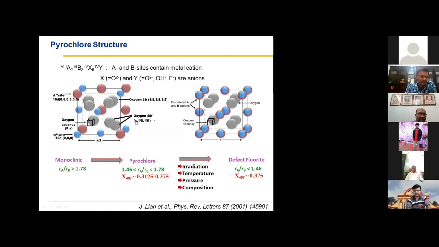is also varying. So the stability of this pyrochlore structure will critically depend upon the ionic radii ratio of Ra and Rb, and it should be between 1.46 and 1.78. And this x parameter, that is 48f, should be between 0.3125 and 0.375. And this pyrochlore structure can be converted into the defect fluorite structure if we irradiate it, or by the effect of temperature, pressure, and composition. So that's why these materials have a very rich chemistry and physics, and a lot of scope is there.